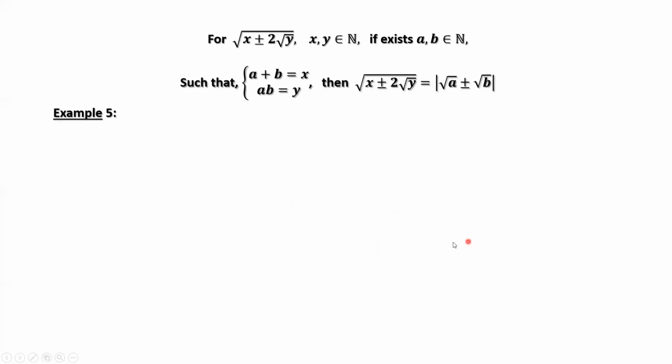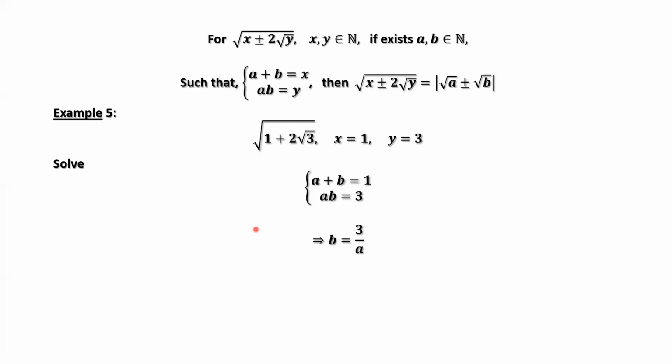Example 5. Look at this example. This does match the given format. We want to solve this system. X equals 1, y equals 3. Solve this system. We cannot see the positive integer solution.